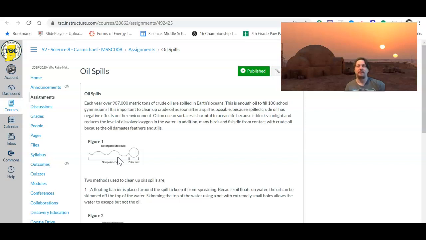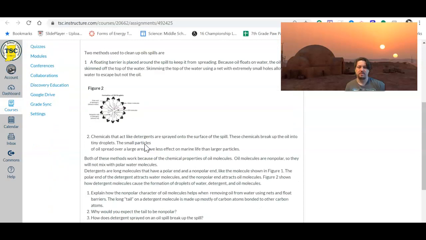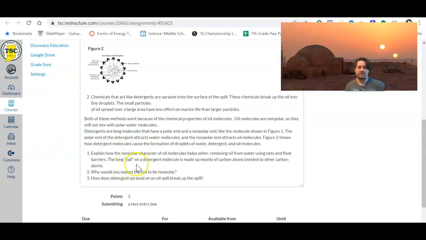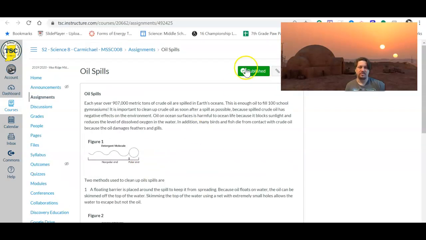If you've ever seen detergent in a greasy pot, and you put it in there, the grease just dissipates away from it. We can use that. That's polar bonds. So it's all chemistry that causes that to happen. You're going to read 2 different ways to clean up oil spills, and you're going to answer a couple of questions about it. Again, text box entry. So you go up here, type in your 3 answers, click submit, done.